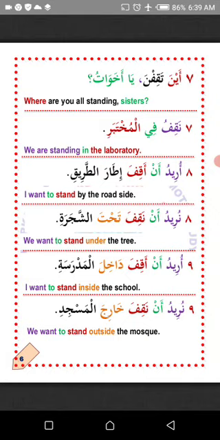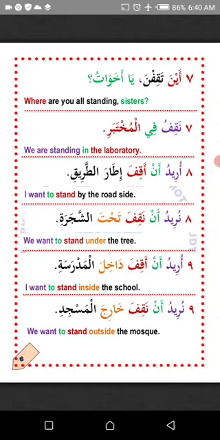Number 8. نريد أن نقف تحت الشجرة. نريد أن نقف, we want to stand. تحت الشجرة, under the tree.